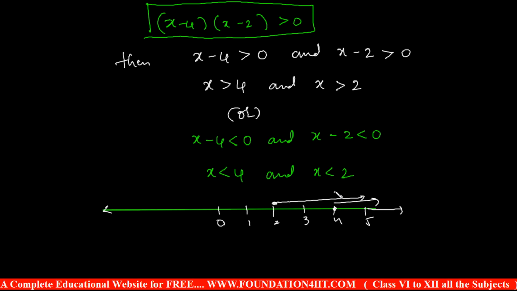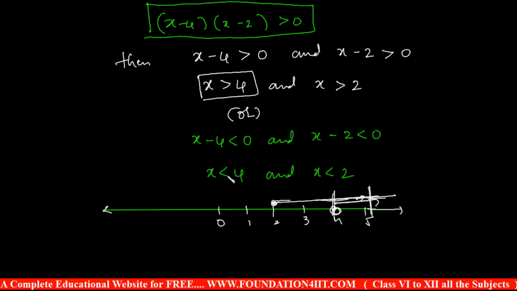That means the common part is only from here to here. This is all x greater than 4, more than 4, all the values. Greater than 2 means all the values. The common portion is this. That means nothing but x is greater than 4 only. So this one we should take.